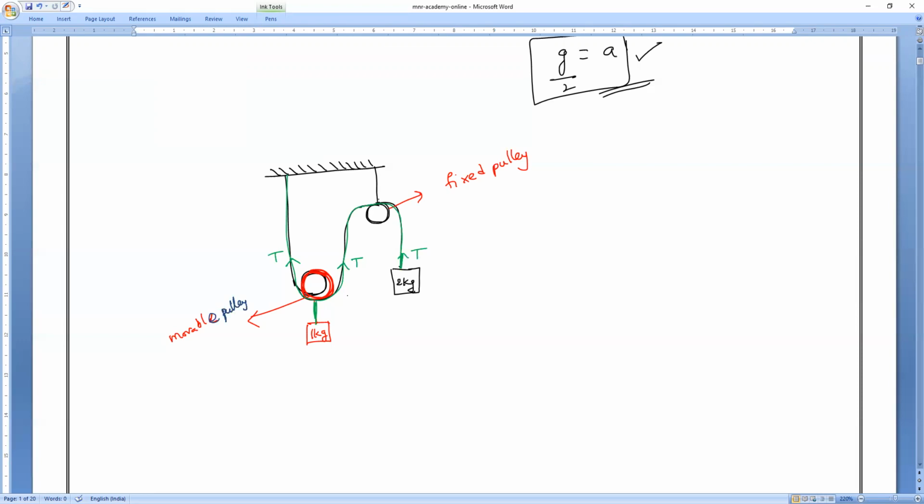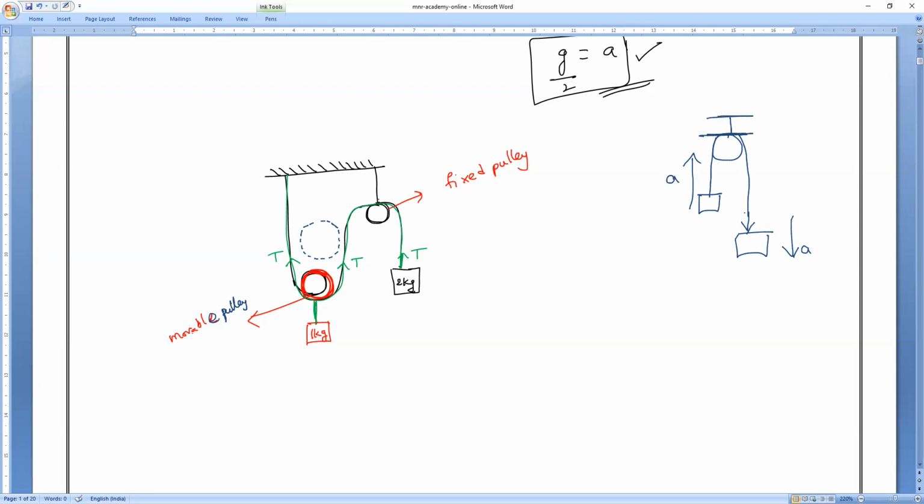Now, observe very carefully. Suppose this pulley has reached here. Before, if you have taken a single fixed pulley, suppose on this side the weight is going up, and on this side the weight is coming down. If it is more mass, the acceleration is downwards, and here the acceleration is upwards. This is what we studied about the fixed pulley.